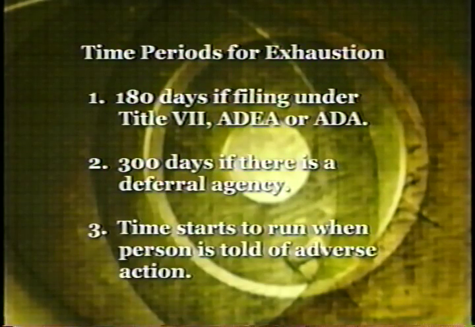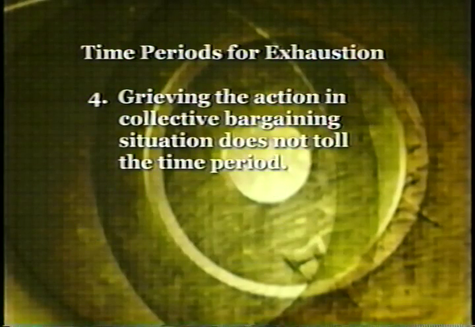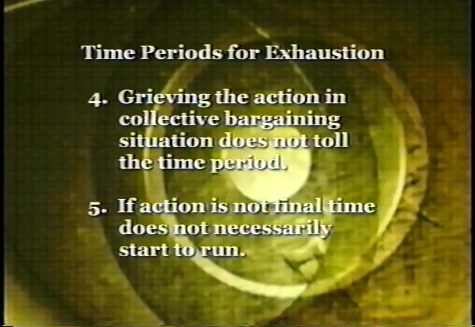The clock starts running on these actions when the person is notified that there's going to be an adverse employment action. The person cannot wait for the action to take place. Even if the person grieves the action in a collective bargaining situation, the time is not tolled. The clock is still running. But if the action is not final and is still being processed by the organization, then the time does not necessarily start to run.